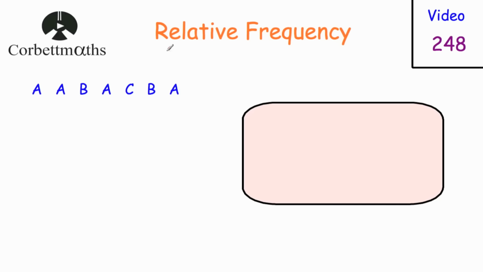Okay, let's have a look at our next topic. So our next topic is called relative frequency, or sometimes called experimental probability, and that's video 248 in Corbettmaths. So here we've got some letters, and I've done an experiment where we've picked a letter at random from the letters A, B or C.